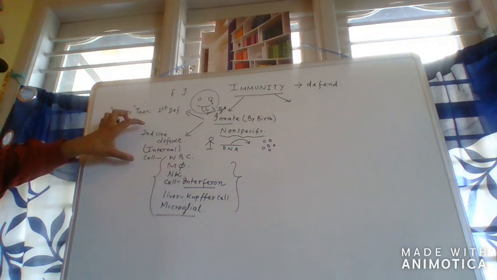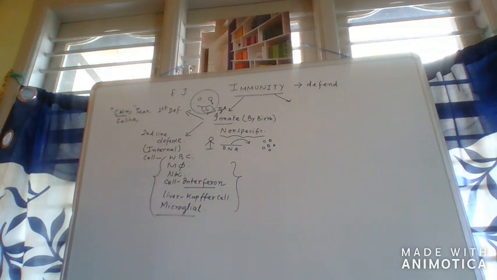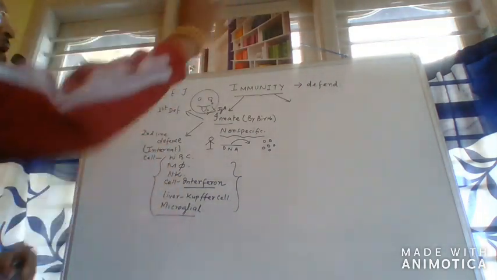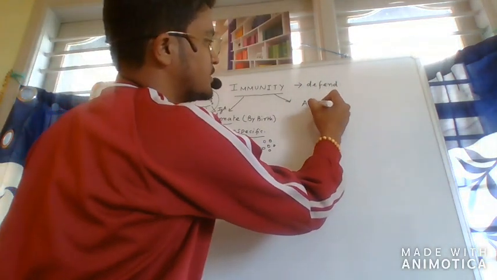This is the innate mechanism. Coming under the second line of defense, there is the internal. Now we shall be talking about the acquired immunity. So we can write it here.